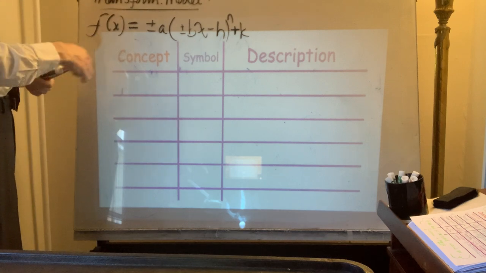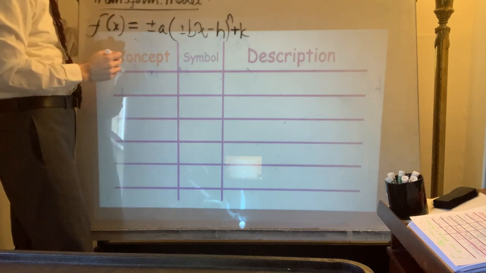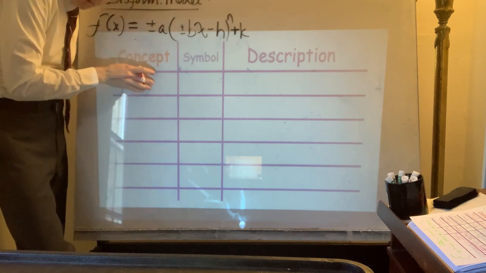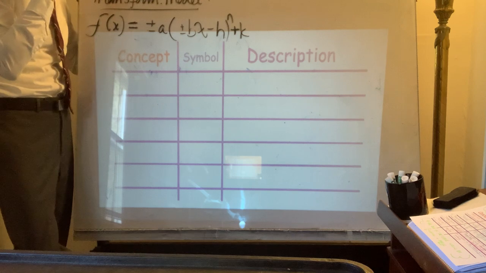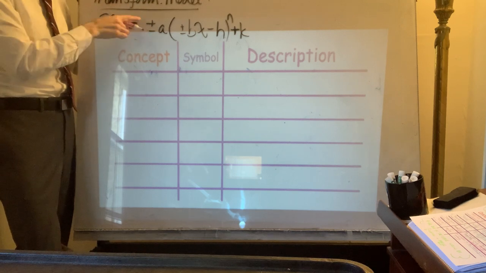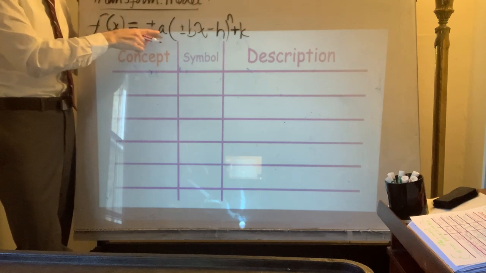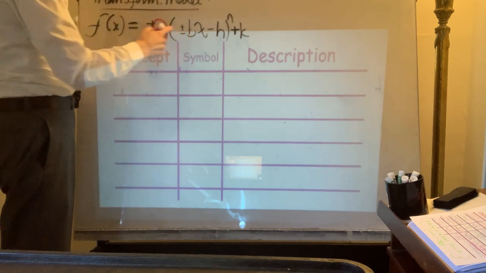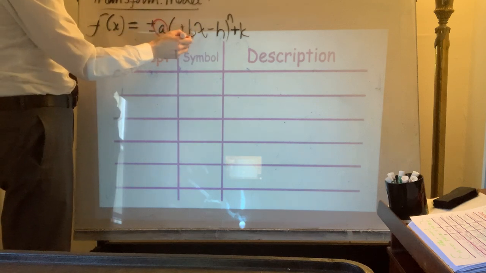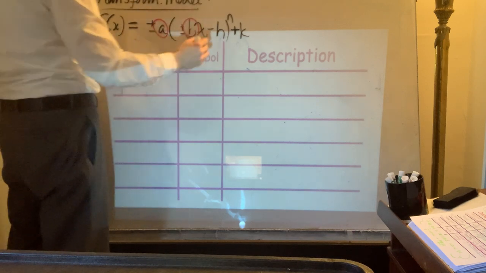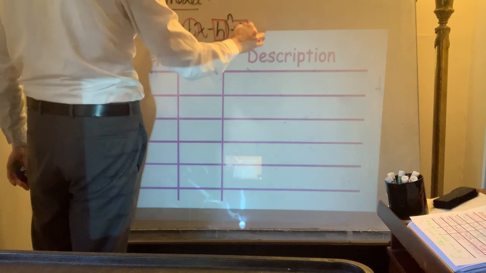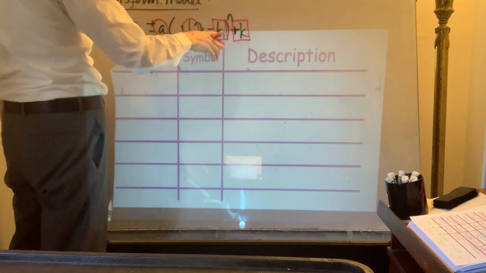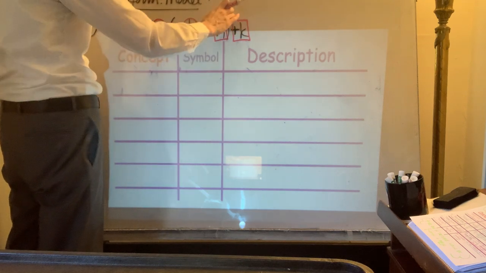At the time, these concepts were introduced. The sign up in the front would dictate whether it was vertically reflected, or in the normal orientation, as in the case of positive, or vertically stretched. So this value was important. There was a horizontal stretch or compression value, the b value, and then the h value here and the k value here were the things that cause translation, a shift horizontally or vertically.